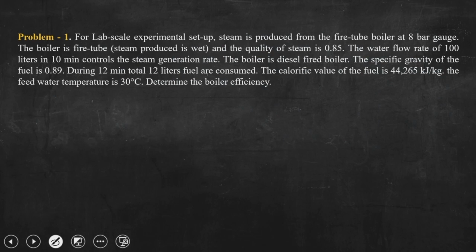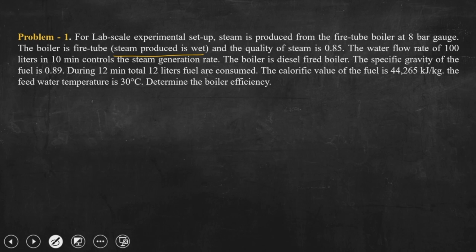Let me read out the problem statement first. For lab scale experimental setup, steam is produced from the fire tube boiler at 8 bar gauge. So, the pressure is given 8 bar gauge at which steam is produced, and it is the lab scale experimental setup, and the boiler is fire tube, steam produced is wet. In exam sometimes it may not be given that steam produced is wet. So, I am underlining this sentence, steam produced is wet.